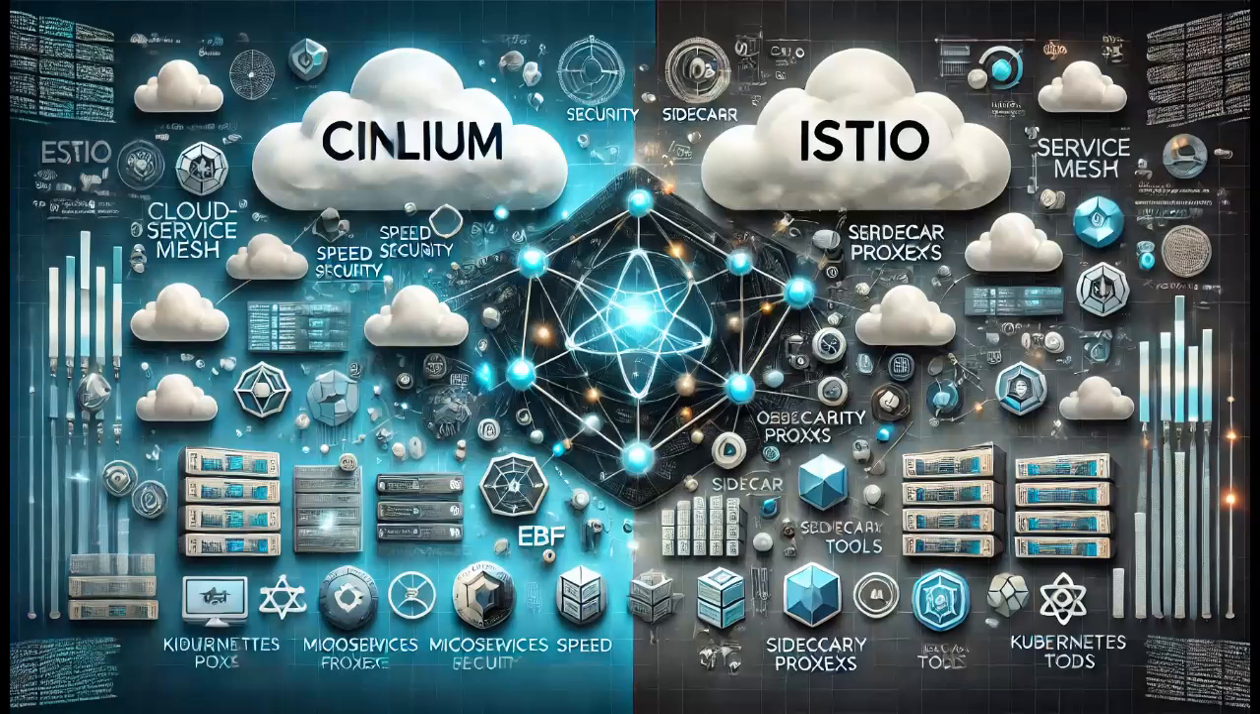So to wrap things up, it seems like choosing between Cilium and Istio really boils down to your specific needs and priorities. It does. Cilium for speed and efficiency, Istio for control and those advanced features. It's all about finding the right balance. And remember, you can even use them together for a truly powerful combination. Absolutely, a dynamic duo. Well, this has been a fascinating deep dive into the world of Cilium and Istio.